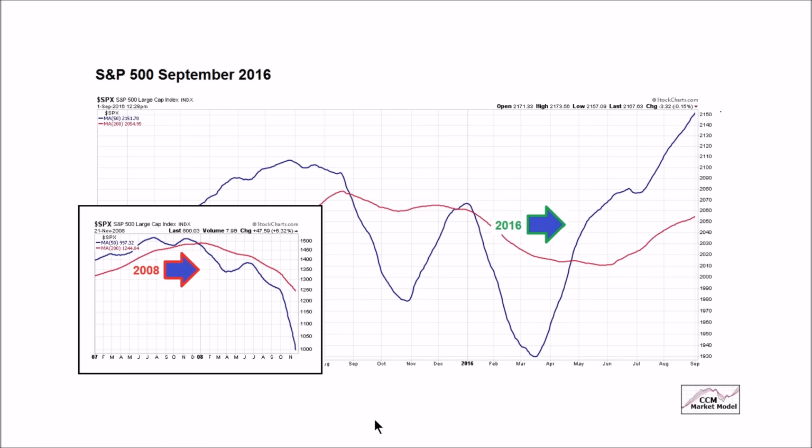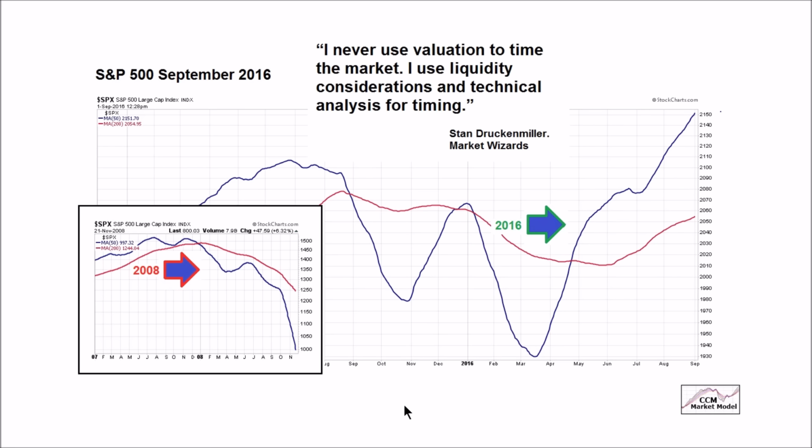Are you concerned about valuations? Of course, we're concerned about valuations. However, valuations are not a particularly good timing tool. Again, from Market Wizards: I never use valuation to time the market. I use liquidity considerations, think about what central banks are doing, and technical analysis for timing.